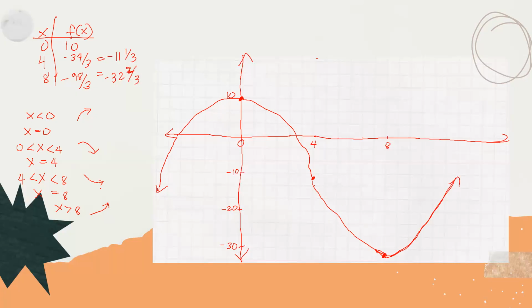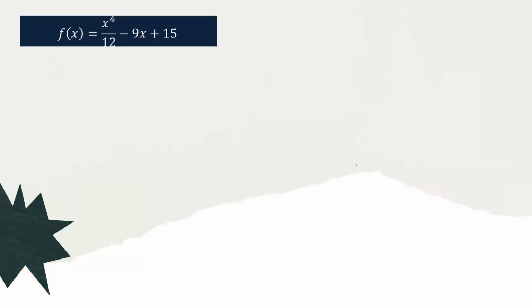So ito yung local minimum value of the function, the negative 32 and 2/3. That's the local minimum value of the function. The local maximum value of the function is positive 10. And the inflection point represented by the ordered pair for negative 11 and 1/3. Okay, so that's how we graph the first one. This one, I'm leaving this to you for your exercise.